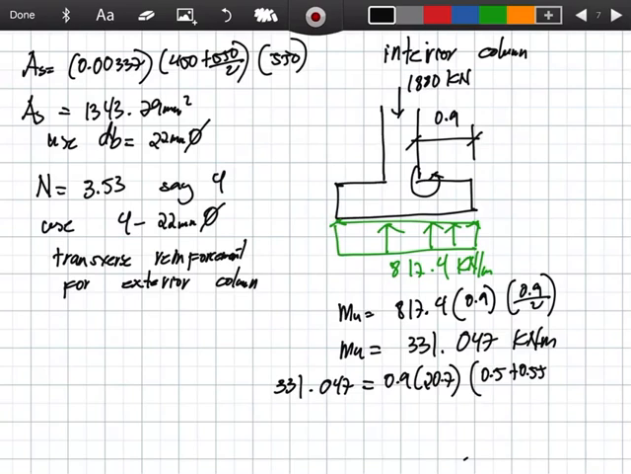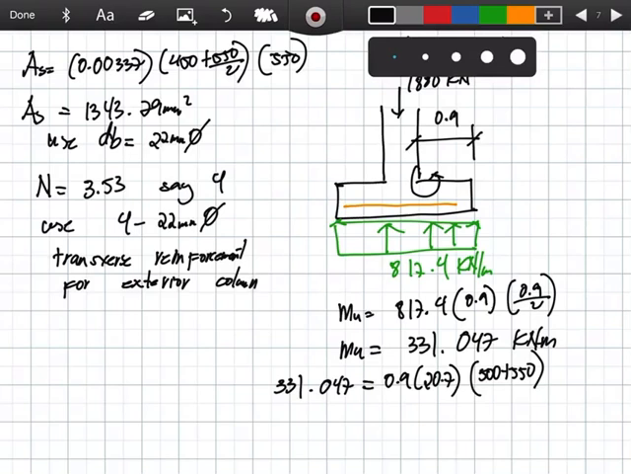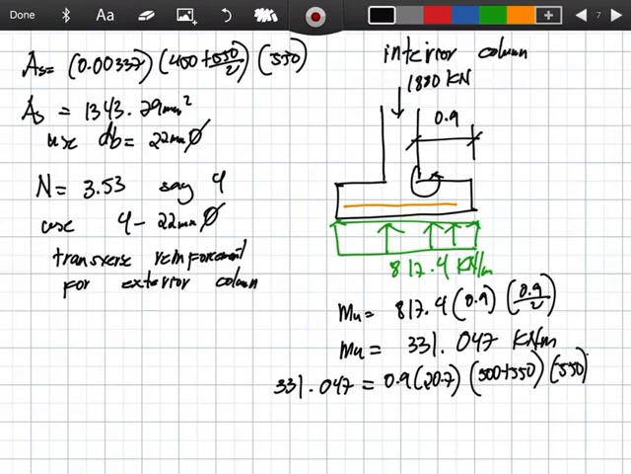Ay, dapat pala naka-mm, no? So, 500 plus 550. 500 plus, asan yung transverse natin? Ito ang transverse natin, ha? So, 500 plus 550 F prime C BW d squared omega times 1 minus 0.59 omega. So, on our calculator, hanapin natin ang omega.